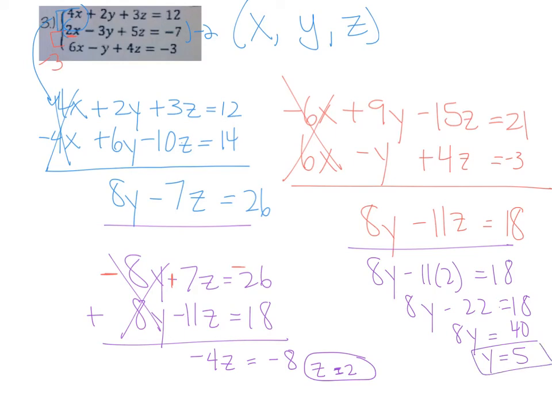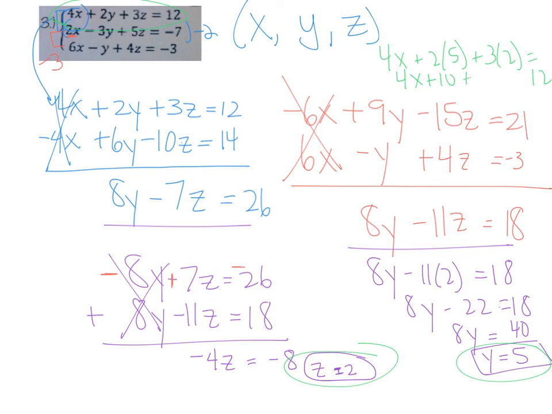Okay, very last thing now. Now I have y and z, so I can take those values, go back to any of those 3 original equations, plug in our value for y, plug in our value for z. That's going to let me solve for x. So let me change colors again so you can follow here. So taking 2, taking 5, I'm going to just choose that first equation and plug in. So 4x plus 2 times 5 plus 3 times 2 equals 12. And then we're just going to simplify and solve.